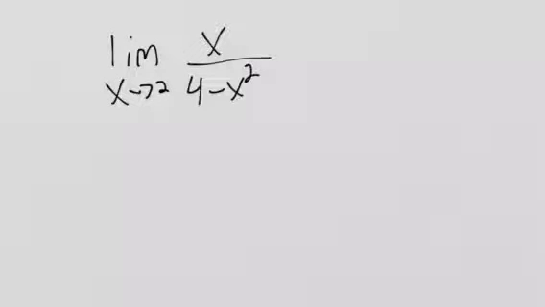All right, keeping it going with number 9, we have the limit as x approaches 2 of x over 4 minus x squared. So if you plug in 2, what do you get? We get 2 over 0. So this tells us there's a vertical asymptote.